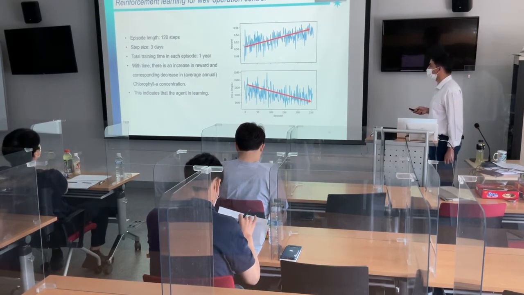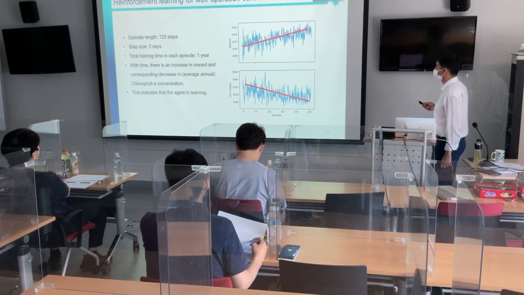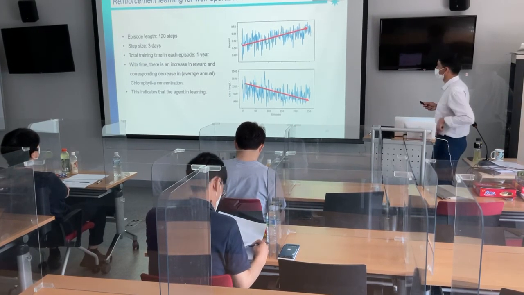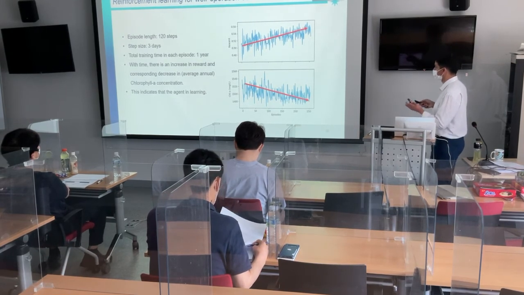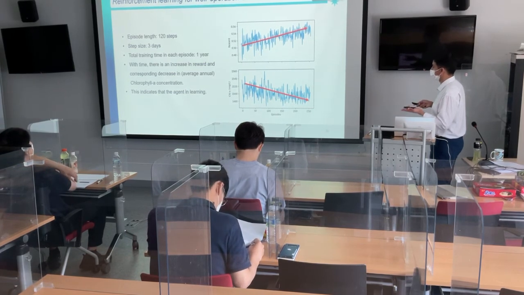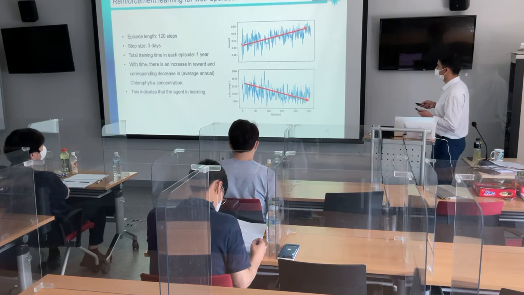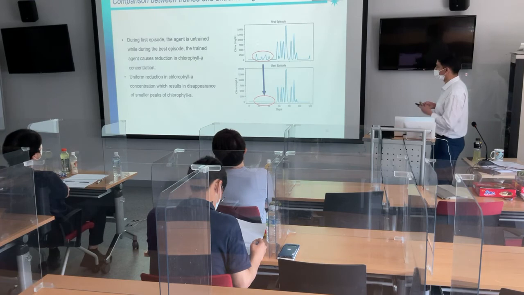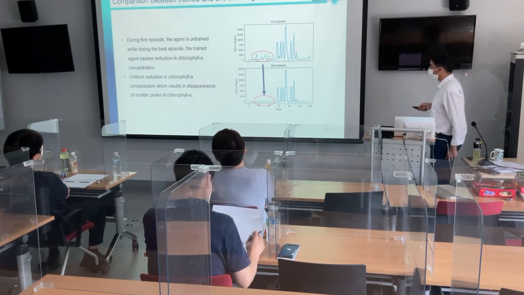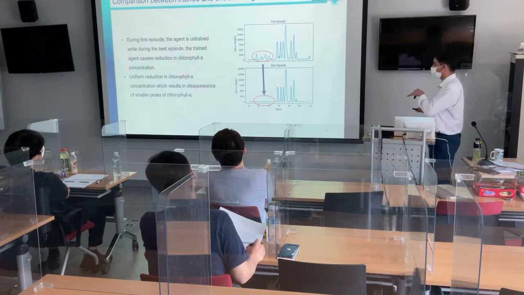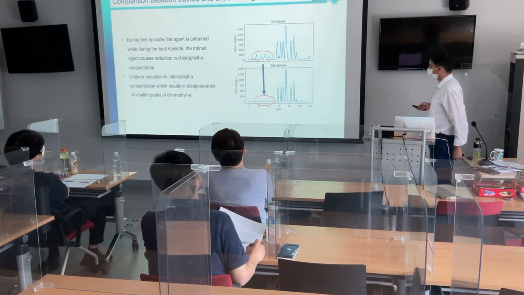What next I wanted to find out is this: this is the best state of the agent, at these episodes the agent was performing the best, and at this point the agent was worst because it was just the starting point. So I wanted to compare, if I use this agent and this agent, how much the water quality in this reservoir changes. In this plot, this is the first episode and this is the best episode. I show that the overall reduction in chlorophyll is uniform, due to which we see these smaller peaks have vanished.